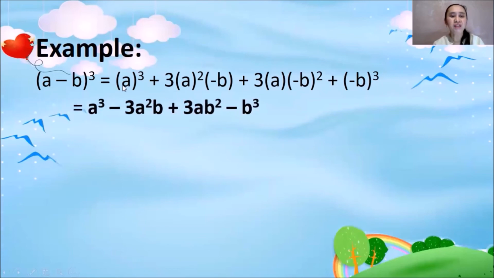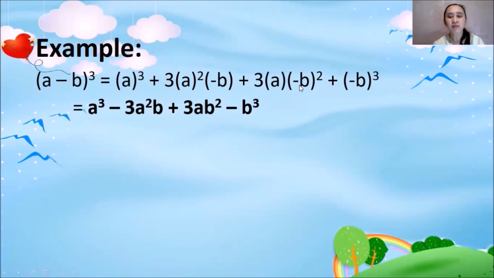So we have a times a times a is a cubed. 3 times a squared and negative b is negative, so minus 3a squared b.